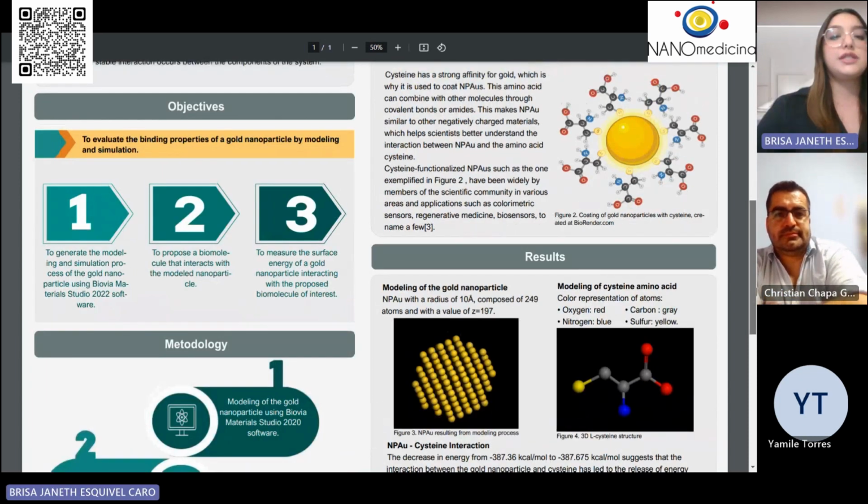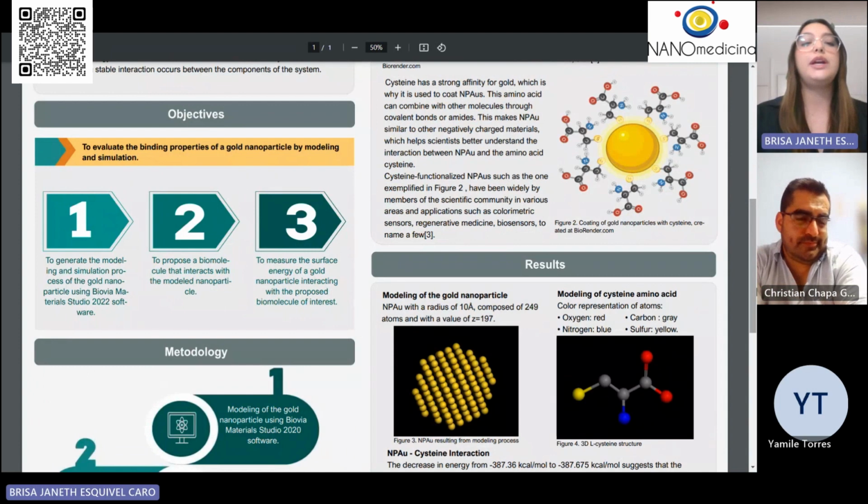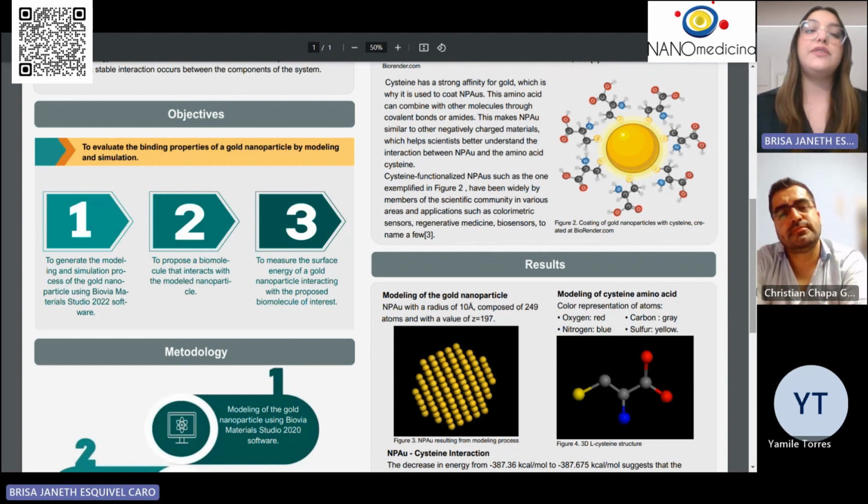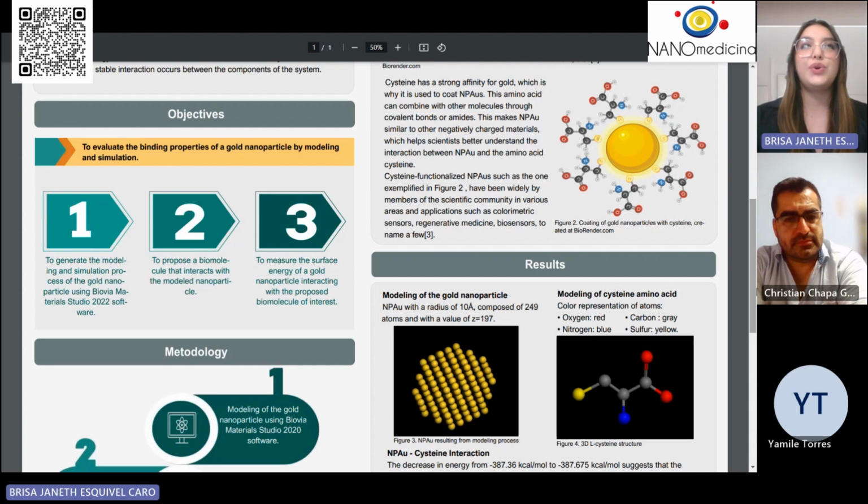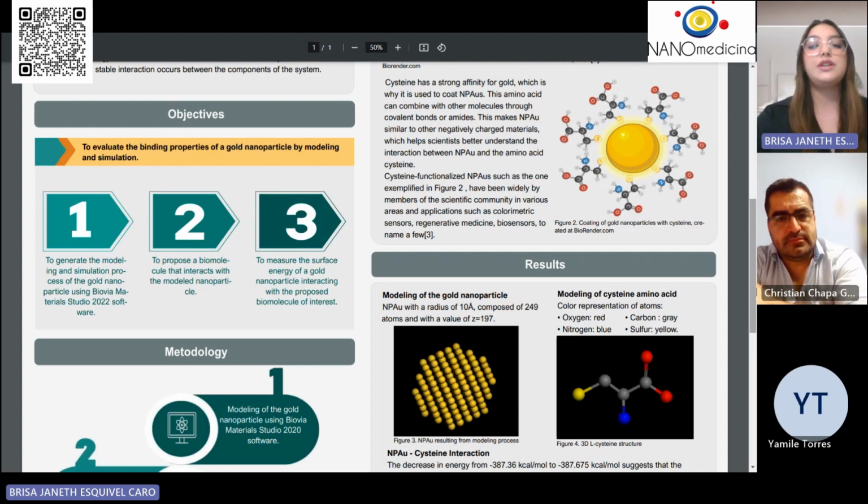This project's main objective is to evaluate the binding properties of gold nanoparticles by modeling and simulation, and it's achievable through 3 specific objectives. Number 1, to generate the modeling and simulation process of the gold nanoparticle using Biomaterial Studio 2022 software. Then, to propose a biomolecule that interacts with the model nanoparticle, in this case the cysteine, and to measure the surface energy of the gold nanoparticle interacting with the proposed biomolecule of interest.